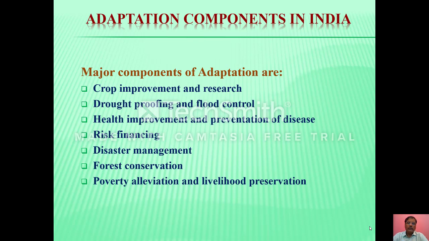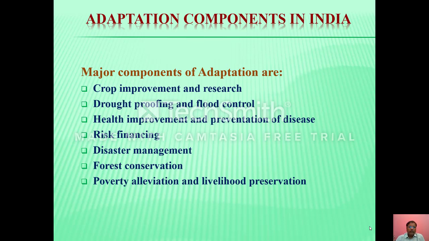The major components of adaptations are crop improvement and research, drought proofing and flood control, health improvement and prevention of diseases, risk financing, disaster management, forest conservation, and poverty alleviation and livelihood preservation.